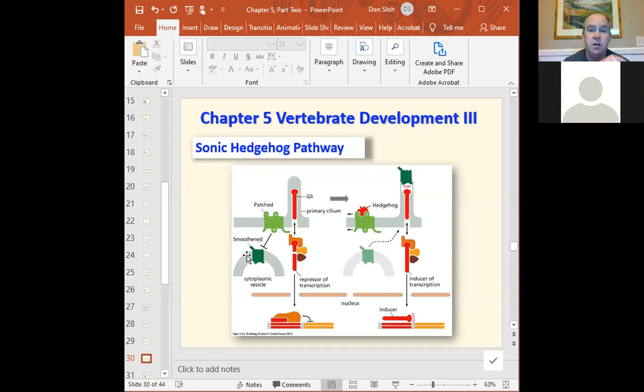vesicle underneath that subcellular pool of vesicles I'm always talking about. That's where smoothened is, and patched is blocking that from fusing with the membrane and coming up. And inside this primary cilium, which is a cilium that doesn't move, it's just a different type of cilium, you've got this protein GLI. And if smoothened isn't there, GLI will get cleaved, and the released part of GLI then becomes a transcription factor that is repressing transcription. So it's a transcriptional repressor.